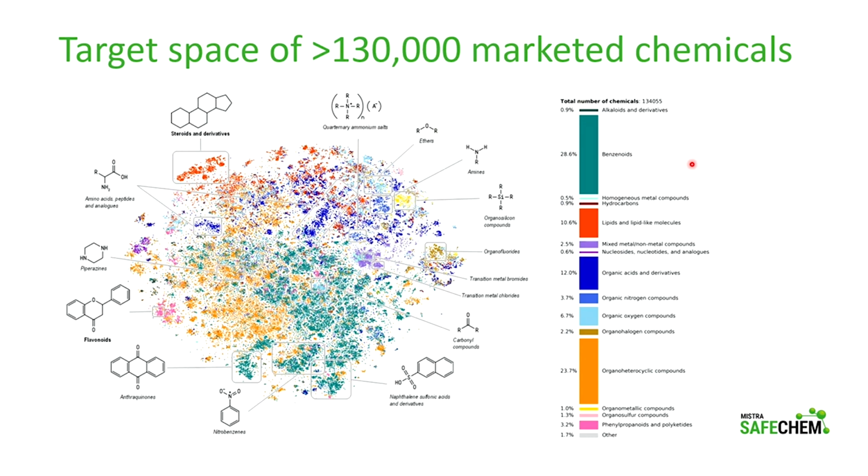And for that, we defined a target space. So here we are looking at 130,000 marketed chemicals. And this cloud you can read basically as a map. So every dot is one chemical. And chemicals that are very similar to each other are clustered together. So you can also see that these clusters pretty much align with common chemical classes. So you have some examples over here. For example, you have some steroids, and over here you have a cluster of amines.